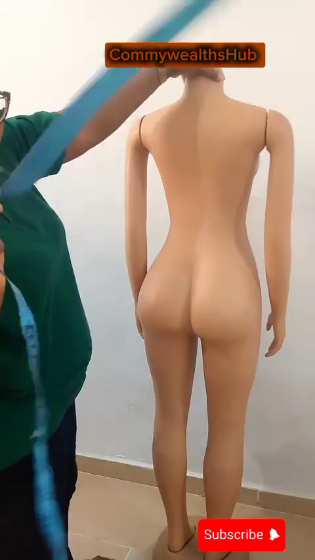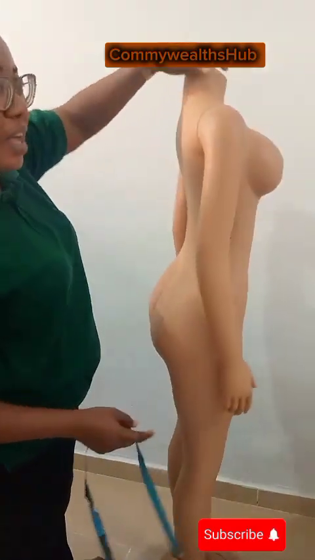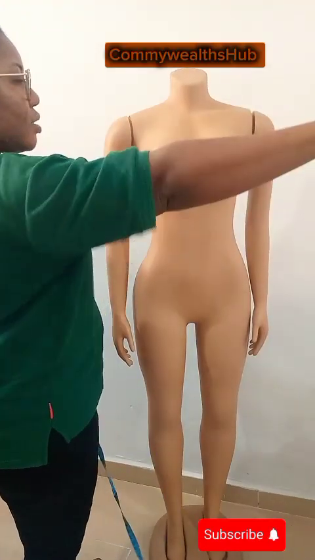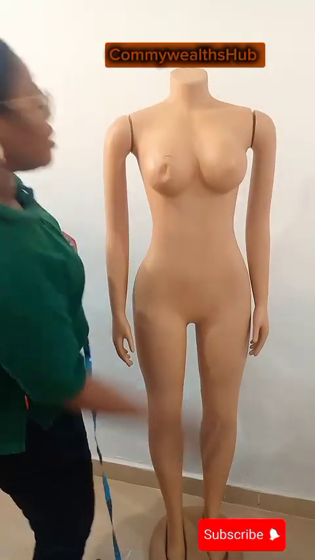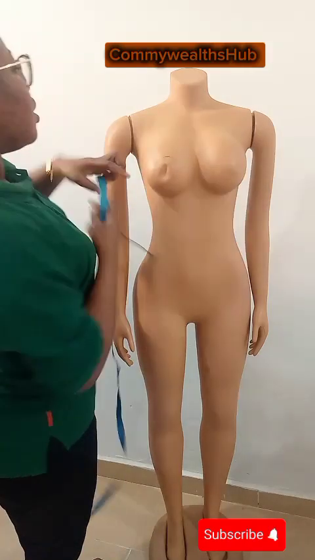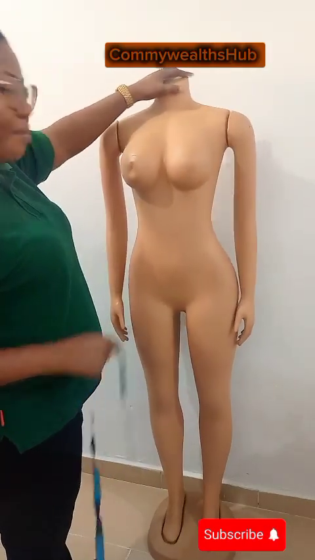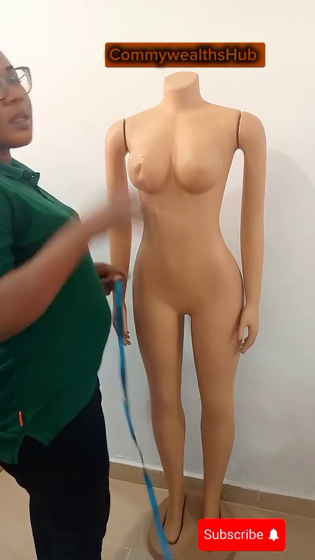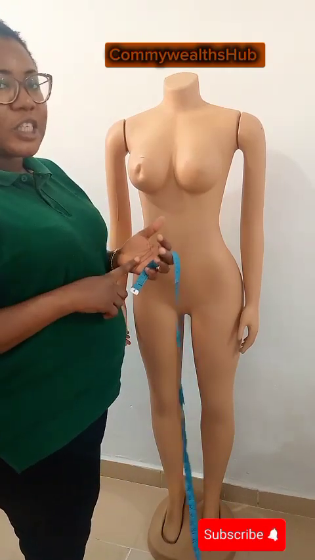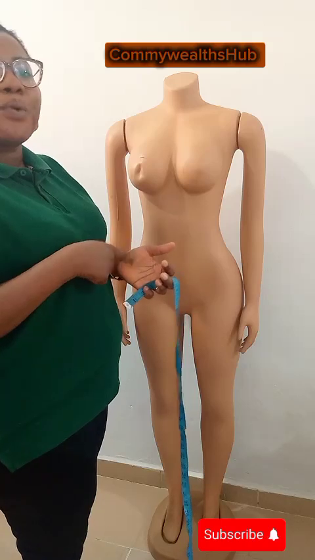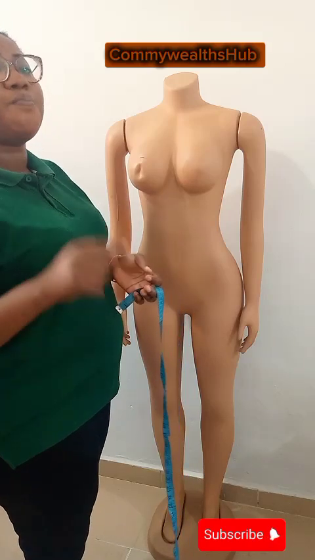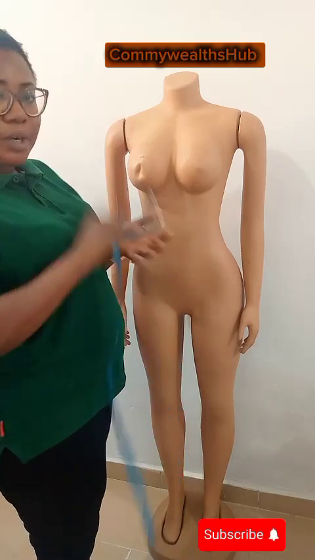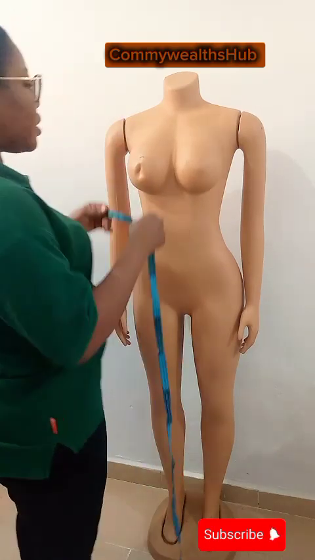Now, that's one of the horizontal measurements we have. When you are talking about horizontal, we mean something on a straight line like this. Vertical is like this. Horizontal is like this. So the second horizontal measurement we are going to take is our bust span. You can call it bust span, nipple to nipple, or bust point.